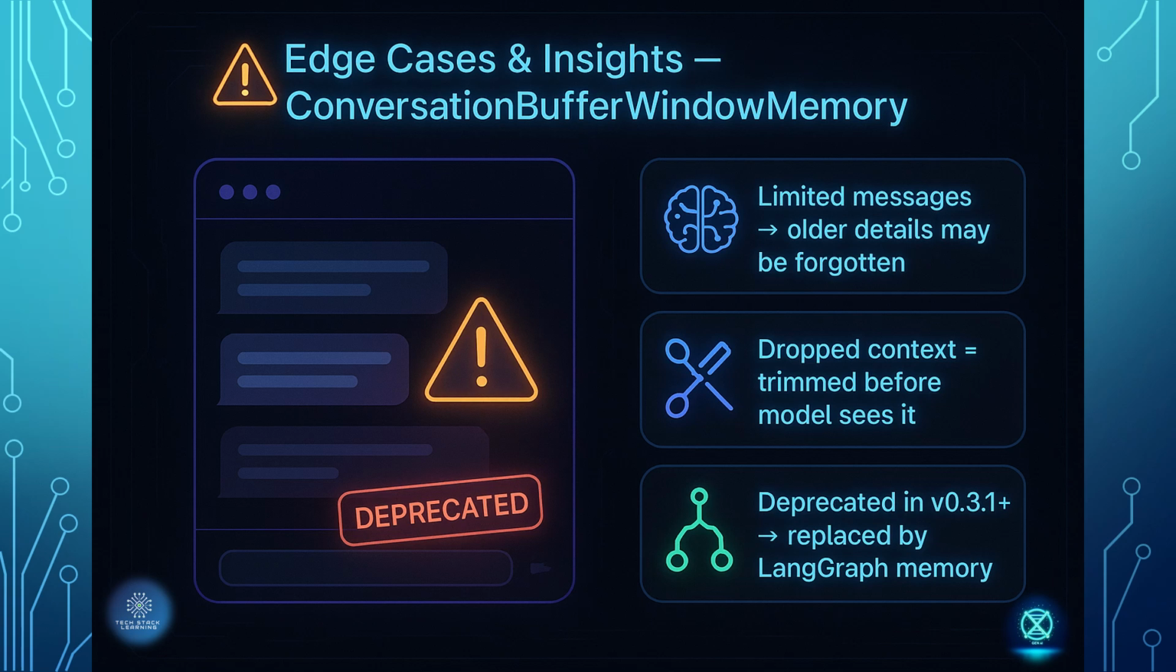So what are the edge cases when we talk about conversation buffer window memory? Some users observe that even though memory stores limited messages, the model may not always recall earlier details, because dropped messages are trimmed before passing context, right? That is one of the drawbacks I could see, and it is also deprecated in 0.3.1, and has been replaced with LangGraph memory.